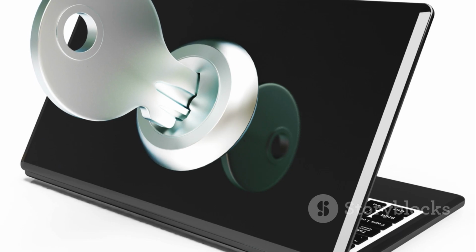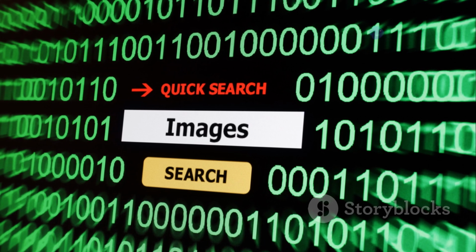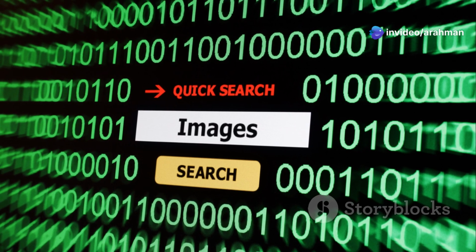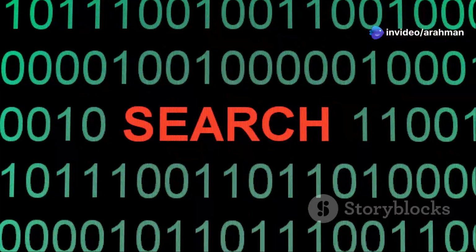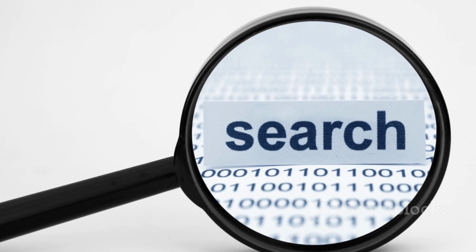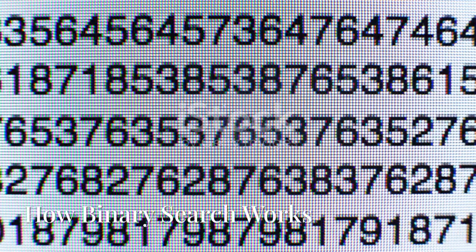Compare the middle element with the key. If the key matches the middle element, return the index. If the key is less than the middle element, search the left half. If the key is greater than the middle element, search the right half. Repeat until found or the interval is empty.